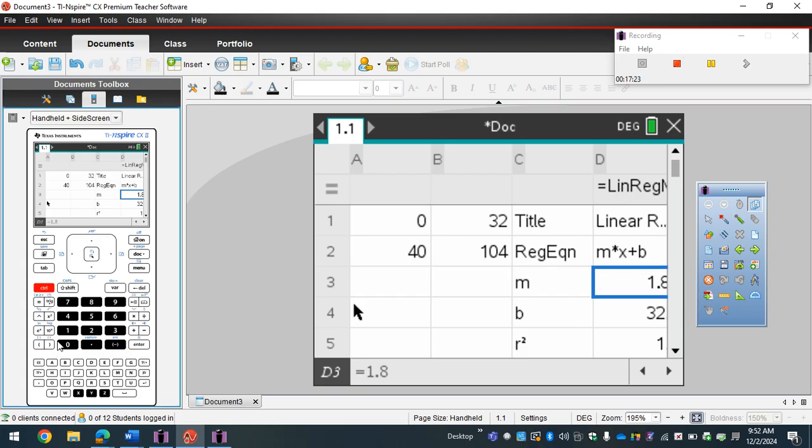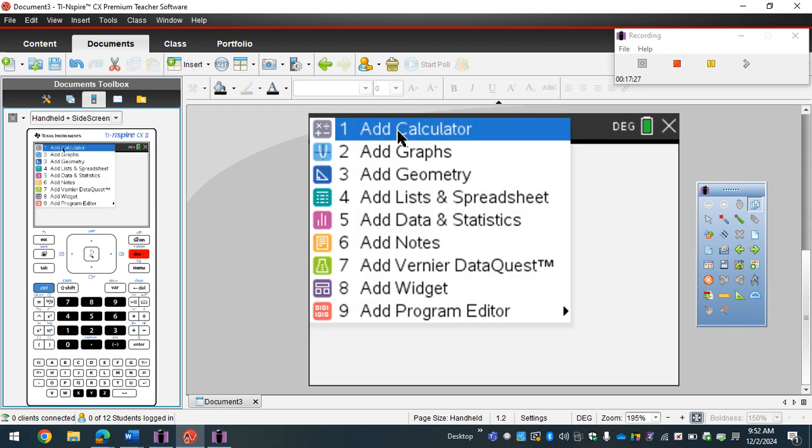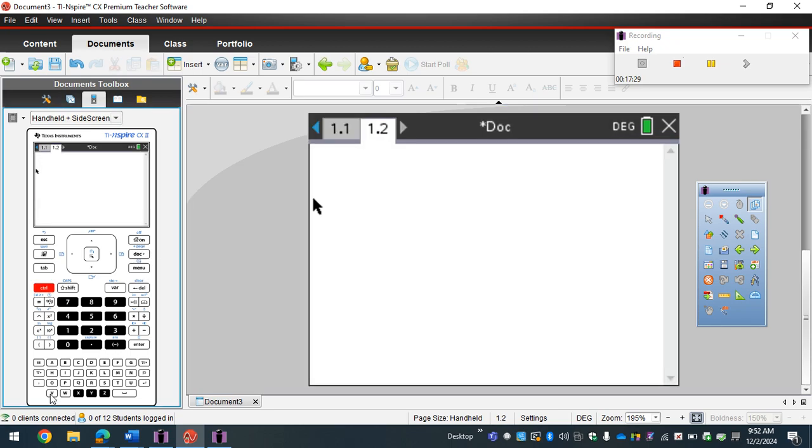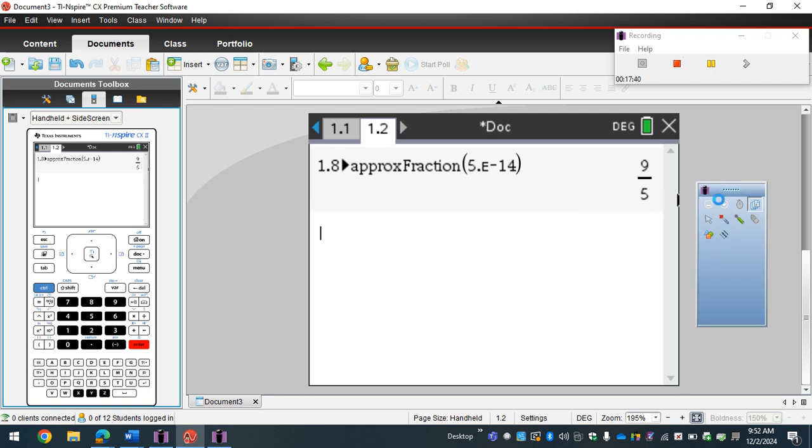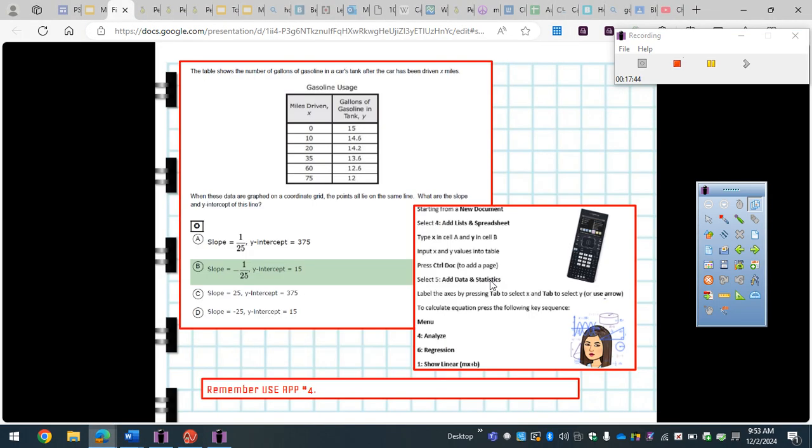Go back to the calculator. We're going to Control C, and add a calculator. We're going to Control V, and then go to Menu 2, 2. And there it is, 9/5. So I do feel way more confident that that is my answer, with 9/5 as the slope. And that's it. It was super easy, this test, or these ideas on the test.